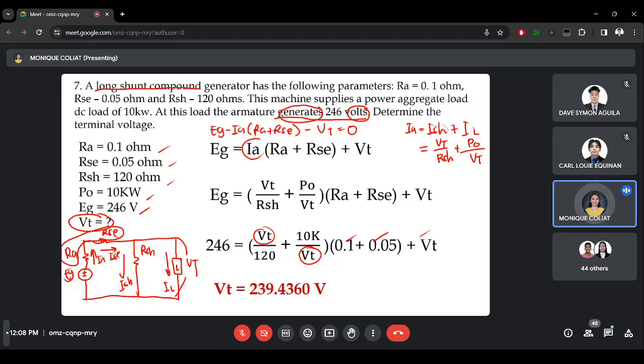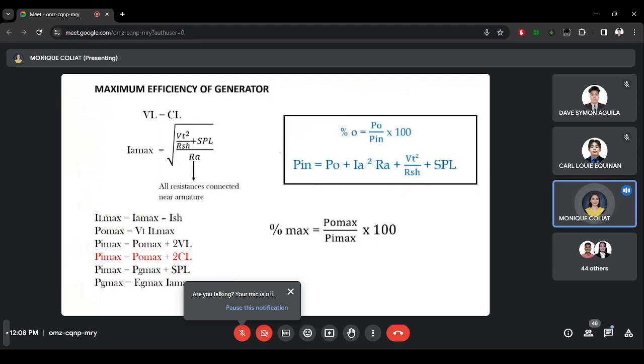And all resistances connected near armature, you will add it here. Add nyo lang. Let's say may RBC na binigay. Add nyo lang dyan. Let's say naka-long shunt kayo. Pag long shunt ang generator, di ba may RA dito, may RS dito. So, isasama mo siya dito. So, that means you will add RSE. Again, it depends on what type of generator you have.